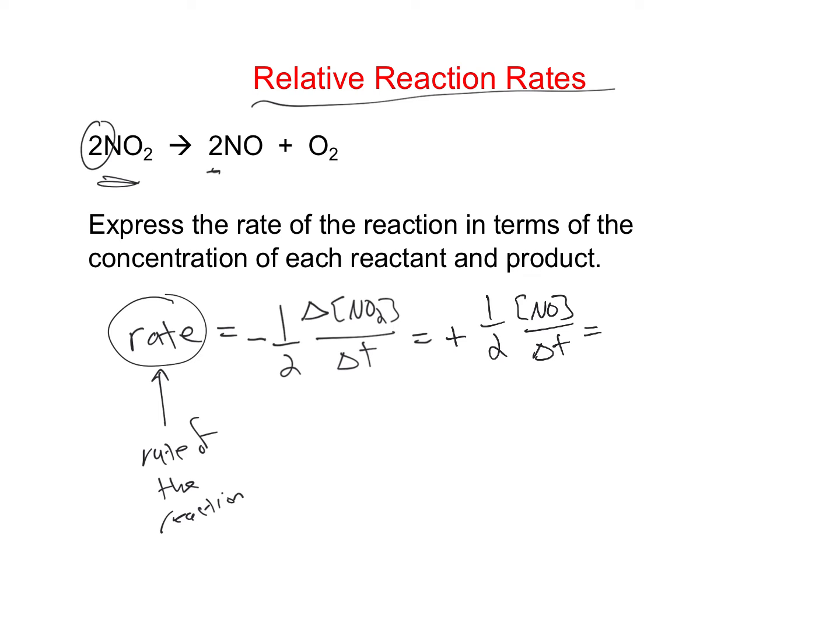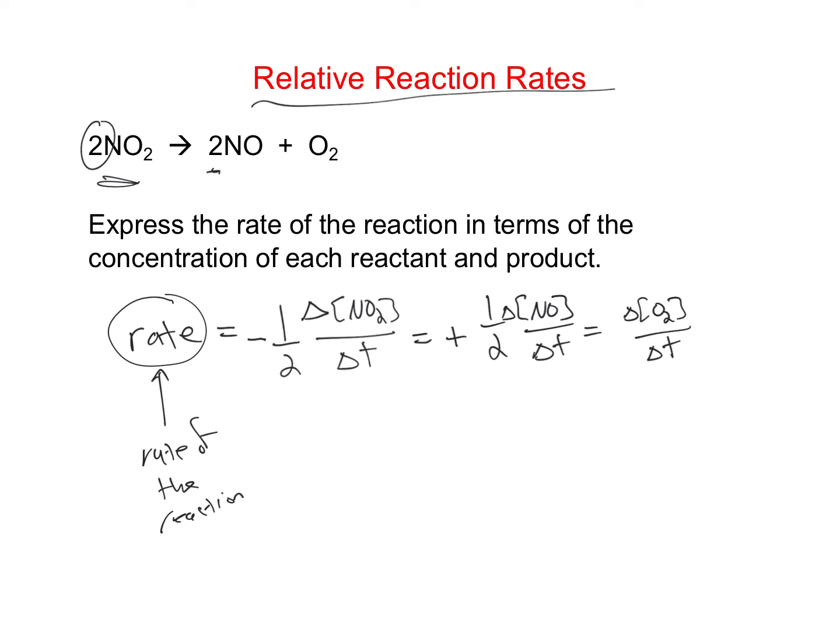And then we could also do the same thing for the oxygen. Only in this case, the stoichiometric coefficient is 1, so it would just be 1 over 1. So typically we wouldn't write that. I forgot my delta here for the NO, so then it would be delta O2 over delta T. And so what we've done is we've written the relative rate expression for each of the reactants and products for this reaction.